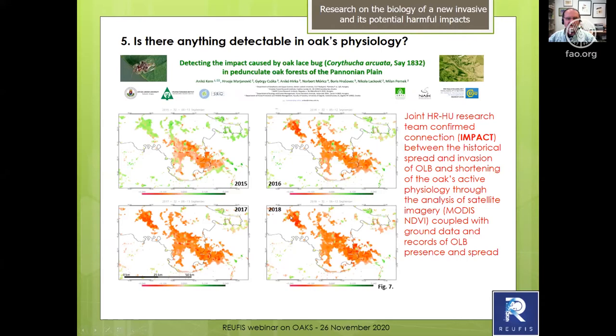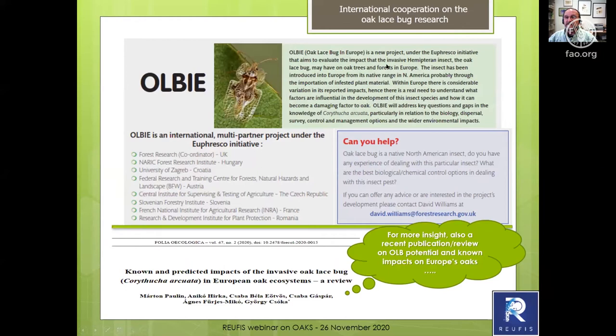There was an initiation of cooperation between the international teams through the EUFORESTS initiative in the project. We are connected in the OLB project. If you want some information, there is this link here, our coordinator in the UK, and a recently published paper, which Juri co-authored. It's a review of known and predicted impacts, for anyone interested in checking the impacts.